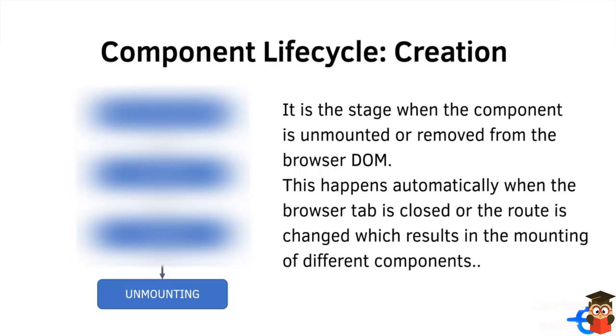This happens automatically when the browser tab is closed or the route is changed, which results in mounting of different components, or if conditionally we unmount the component. There are different lifecycle methods that React provides for different stages of a component's lifecycle. React automatically calls the responsible method according to the stage in which the component is. These methods give us better control over our components and we can manipulate them using these methods.